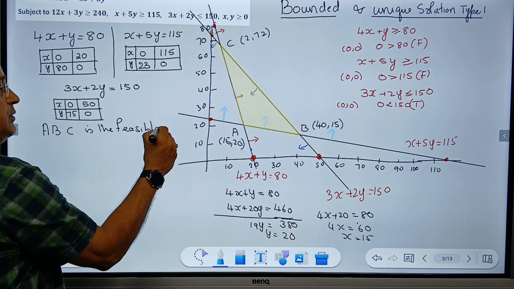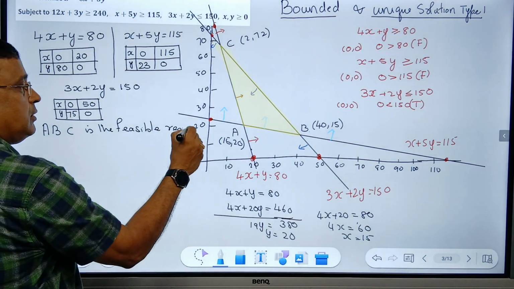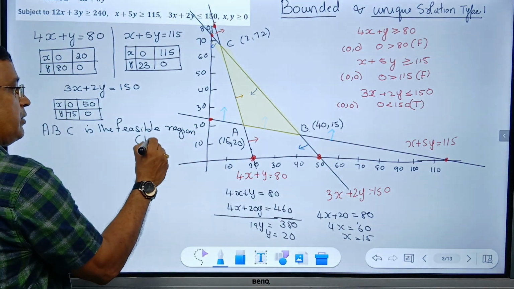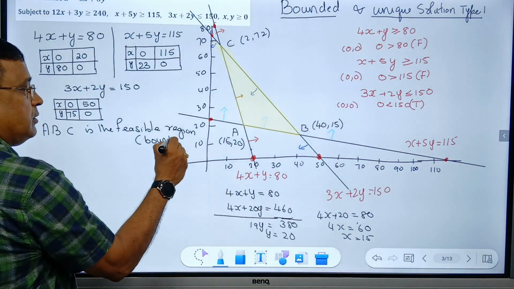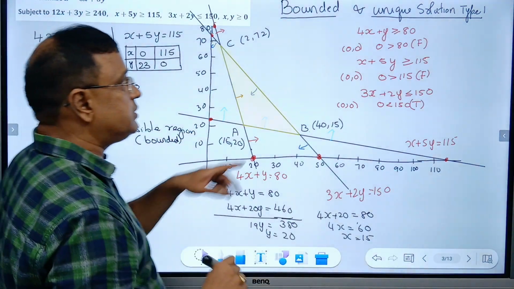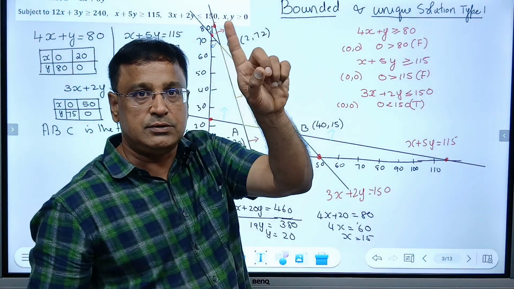A, B, C is the feasible region, and in bracket you write it is bounded. ABC is a feasible region and it is bounded. That's the first type.